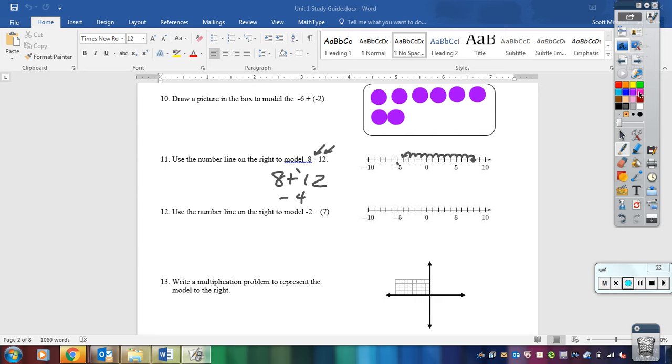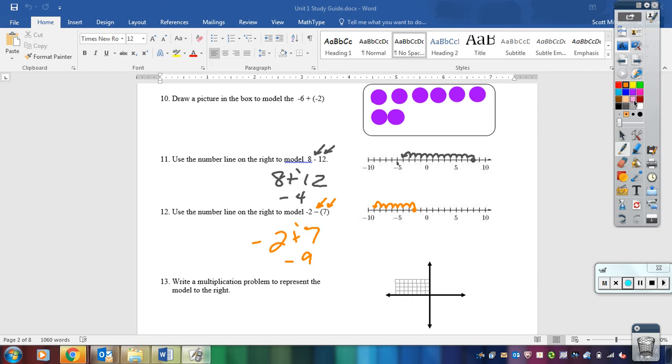Number 12 says to use the number line to model negative 2. We'll start at negative 2. Take away 7 positives. If I take away 7 positives, I'm going away from the positives. 1, 2, 3, 4, 5, 6, 7. Looks like I'm at negative 9. Let's check this. Negative 2 minus 7, keep, change, change. They work together. The negatives win by 9, just like I thought. I ended up at negative 9.